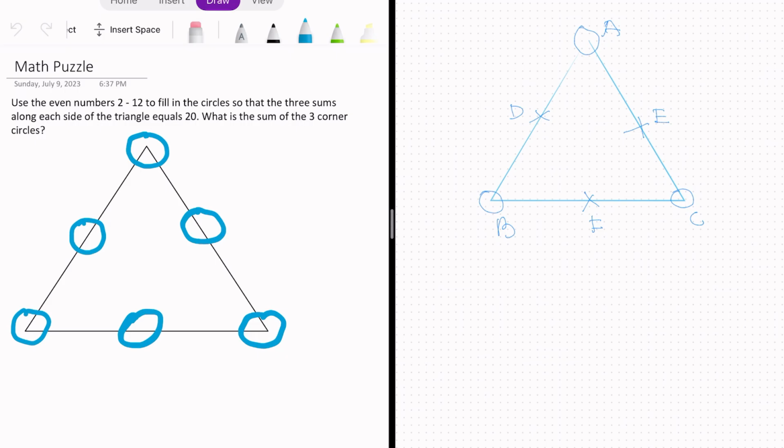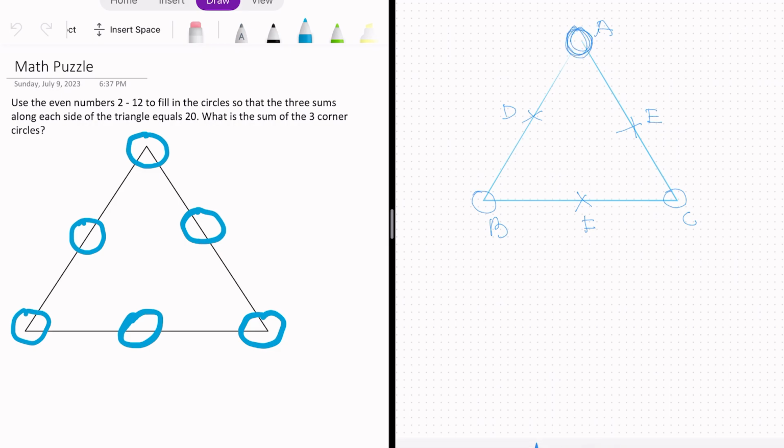Use the even numbers 2 through 12 to fill in the circles so that the three sums along the side of the triangle equal 20. What is the sum of the three corner circles? I've drawn the circle here, and we have been asked to find the sum of corner A, corner B, and corner C.